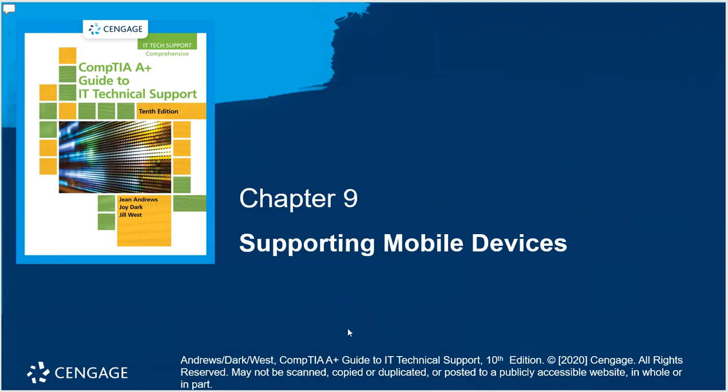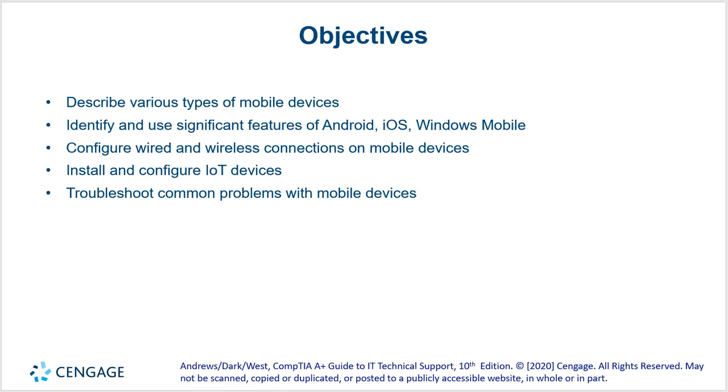Today we're going to be talking about supporting mobile devices. We're going to describe various types of mobile devices, identify and use significant features of Android, iOS and Windows Mobile, configure wired and wireless connections on mobile devices, install and configure Internet of Things devices, we're going to talk about that a little bit, and troubleshooting common problems.